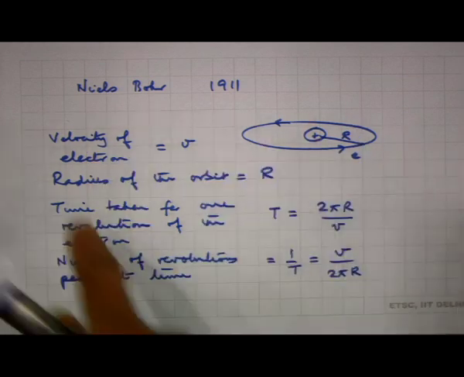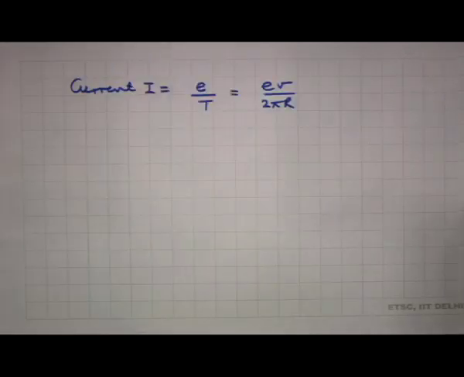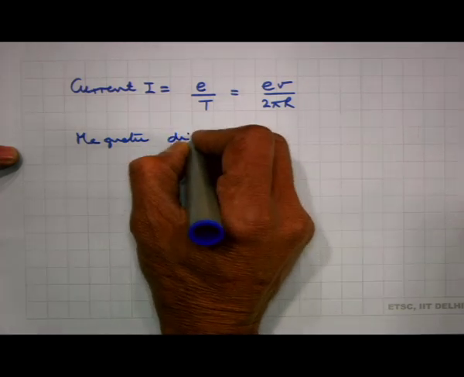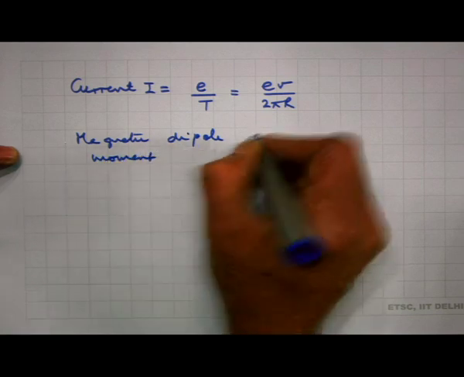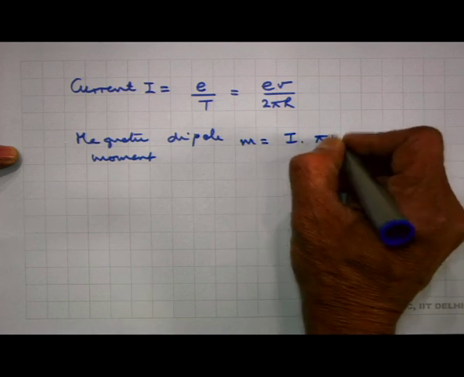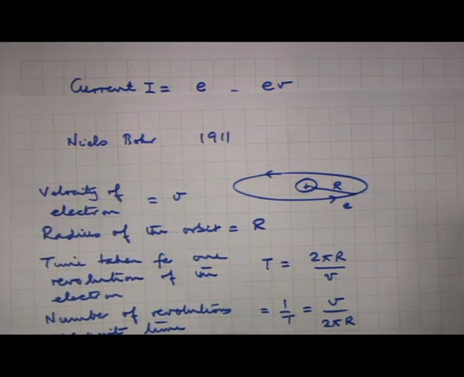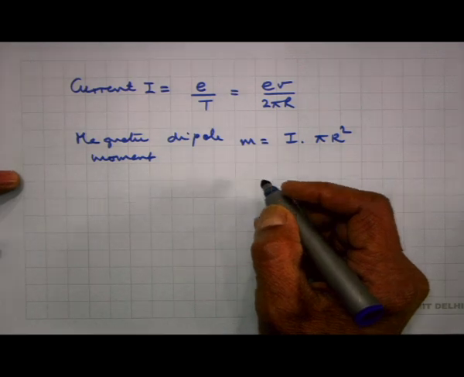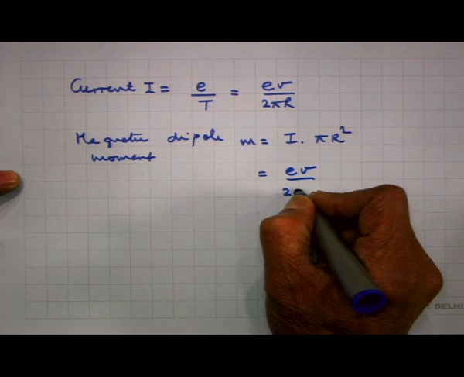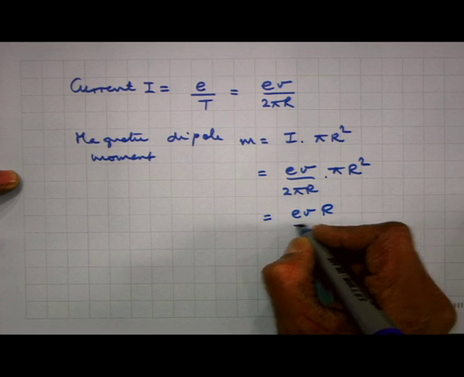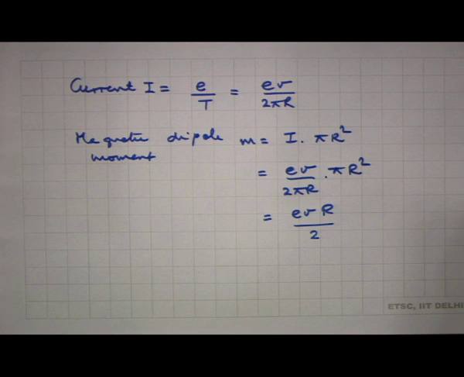Now, if you have a current in a loop like this, we know that this also constitutes a magnetic dipole. So, I can immediately calculate the magnetic dipole moment, m, which is equal to current into area. I am calculating the magnitude of the dipole moment. So, at every point there is a current which is I, and it is a loop of radius r. So, the magnetic dipole moment is I times pi r square, which is equal to e v by 2 pi r into pi r square, which is equal to e v r by 2. Pi cancels off and one r cancels off, giving e v r by 2. So, that is the magnetic dipole moment of this loop here.